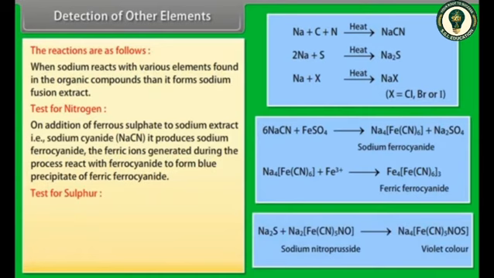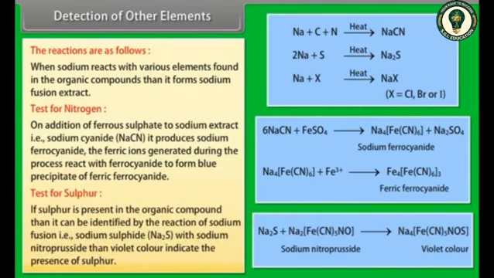Test for sulfur. If sulfur is present in the organic compound, it can be identified by the reaction of sodium fusion extract, that is sodium sulfide Na2S, with sodium nitroprusside. Then, a violet color indicates the presence of sulfur.